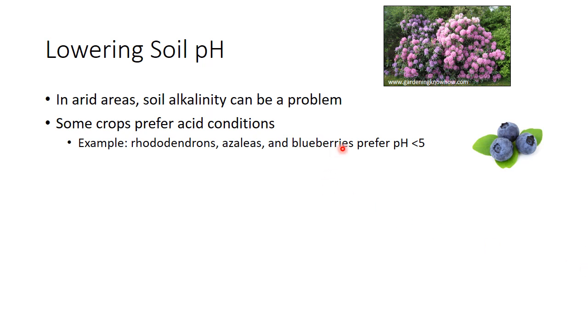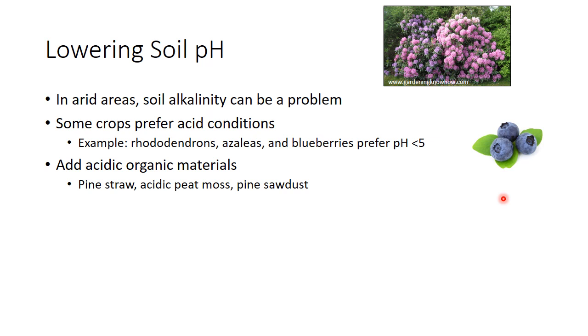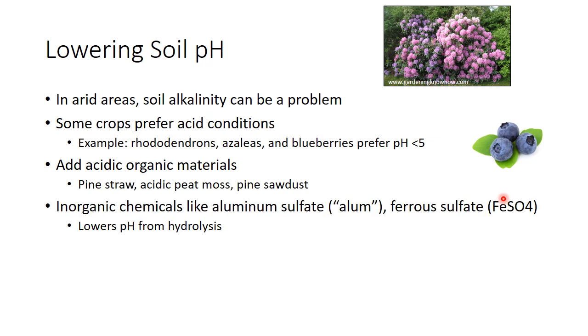And also blueberries. If you want to grow blueberries in Kansas, blueberries are adapted to a really low pH, a pH of less than 5. The best way to do that is either grow blueberries in a container with sphagnum moss that has a very low pH, or to grow them in the ground, but only after you acidify the soil. We can do this by adding acidic organic materials, like pine straw, acidic peat moss, or pine sawdust. But we can also add minerals to the soil, like aluminum sulfate, commonly called alum, or ferrous sulfate, FeSO4.